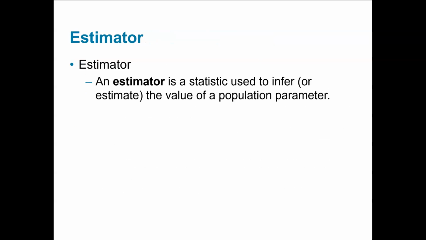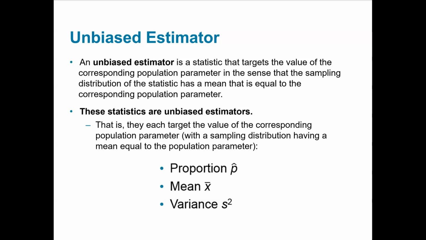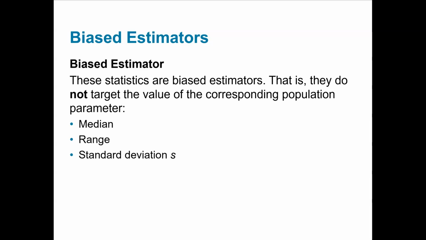And lastly, we're going to be talking about estimators. An estimator is a statistic used to infer the value of a population parameter. There are unbiased and biased. The unbiased estimators are our proportion, mean, and variance, because these are what we just talked about. We didn't go into variance here, but the more samples we take of those, the more they target that population parameter. And then biased estimators are our median, range, and standard deviation.